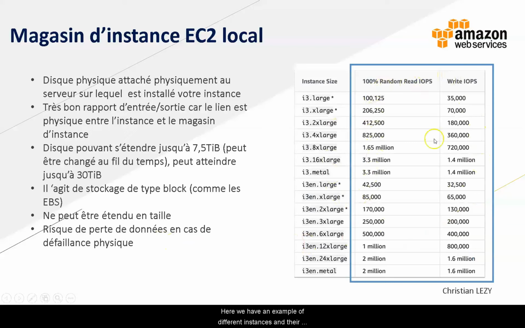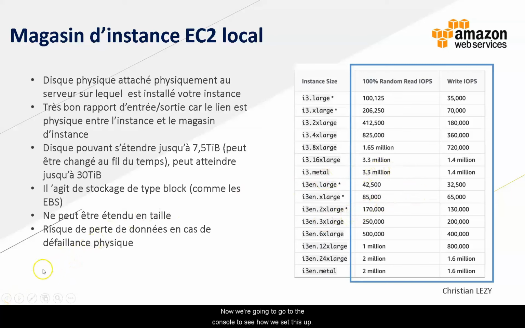Here we have an example of different instances and their possible input and output volumes. If we take a large instance, the X8 large for example, we see here that in reading it is at 1.65 million IOPS and in writing it is at 720,000 IOPS. With this type of volume you can really have a very high performance in terms of disk writing and reading. This is ideal for applications requiring very low input and output latency.